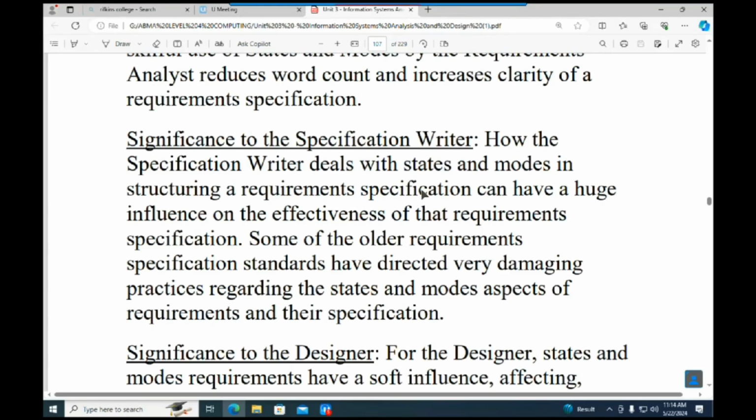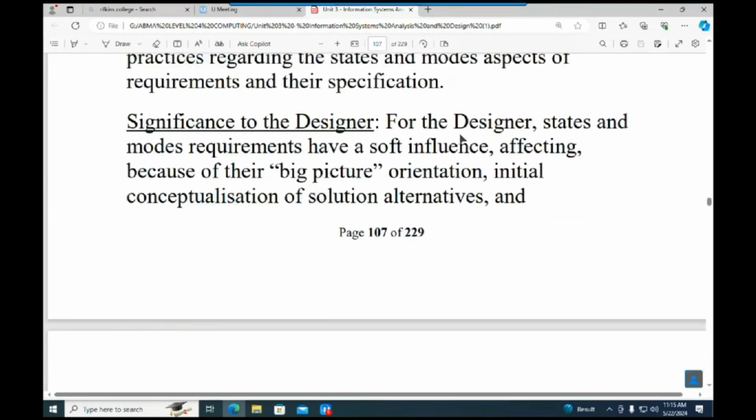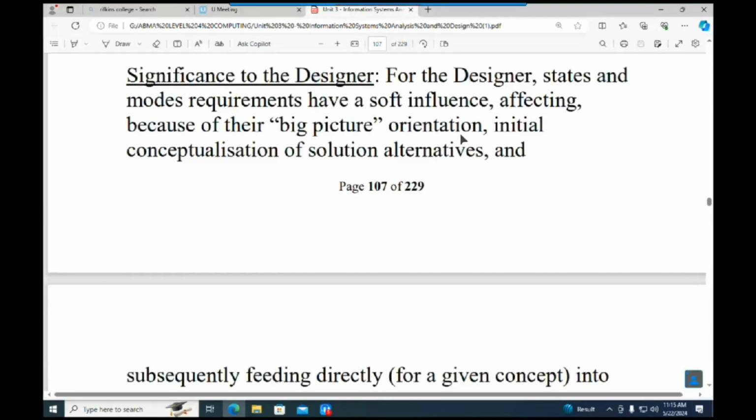So we have some of the older requirements and standards that have been directed. Maybe they have brought in many damaging practices in terms of the states and the modes aspects of the requirements and their specifications. So how he is going to deal with them actually will contribute to how effective the specification is going to be. Now, to the designer, the states and the modes requirements have something we call soft influence, okay? Or we can talk about some effect.